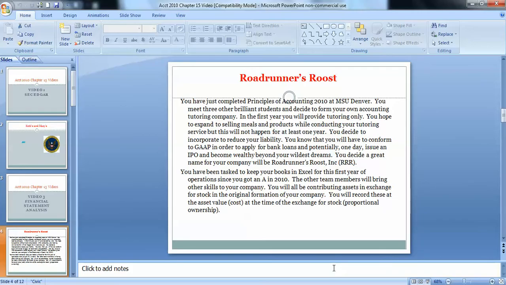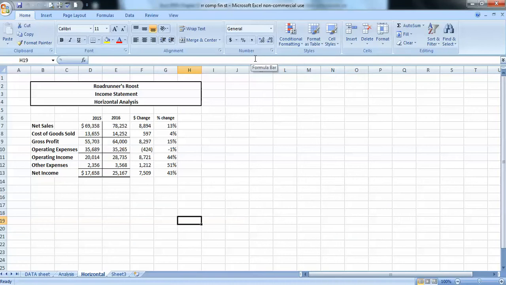In a horizontal analysis, we are going to be looking at how our company did from year to year so we can see if we are improving in our sales, if we are improving in keeping the cost of our goods sold down, and are we improving in what we have for an overall net income at the end of the day. For Roadrunners Roost, we're going to be looking at 2015 and 2016 and comparing those 2 years. As you can see in Roadrunners Roost, in 2016 we're projecting out.